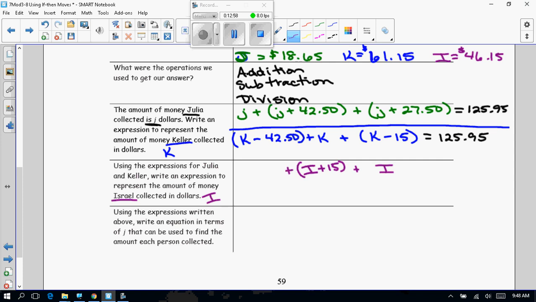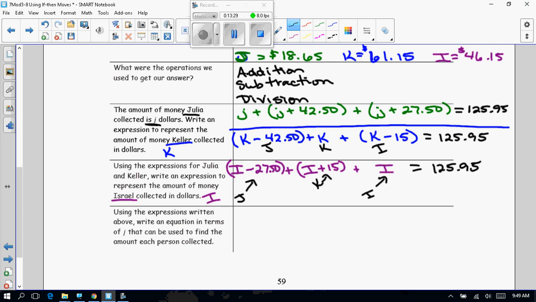And then Julia made the least amount of money. She made $27.50 less than Israel. So here's Julia, Israel's money minus $27.50. Okay, so again, this is Julia, this is Keller, and here is Israel, right? There's Israel. So nothing has changed. I kept them all in order every time so that you guys could understand where I'm getting these numbers from.